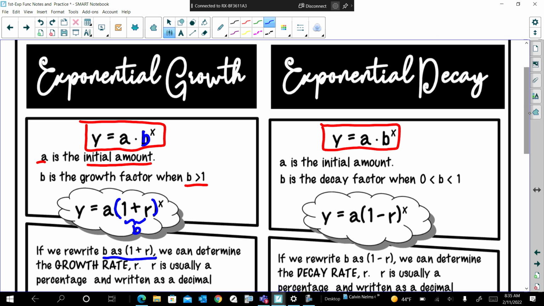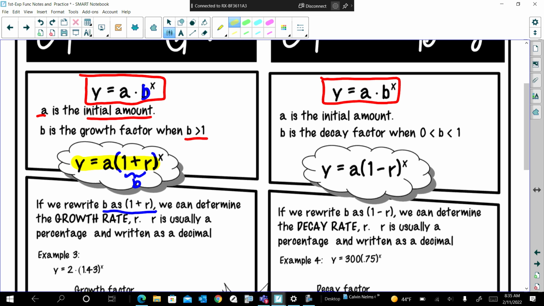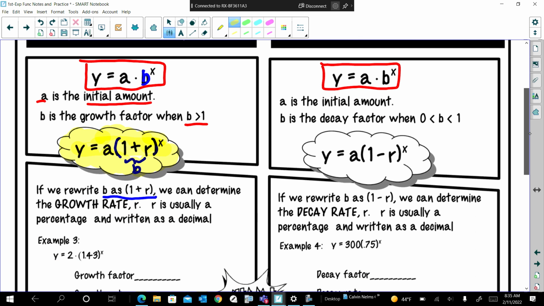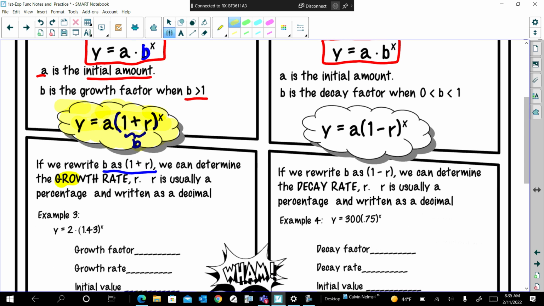I'm just going to underline the key information. This is the formula for exponential growth. I'm just going to highlight this. When I'm talking about growth, it's going to be 1 plus r inside the parentheses to the x power. The part we have to know is that the growth rate right here, that is your r. And that r is usually a percentage written as a decimal.